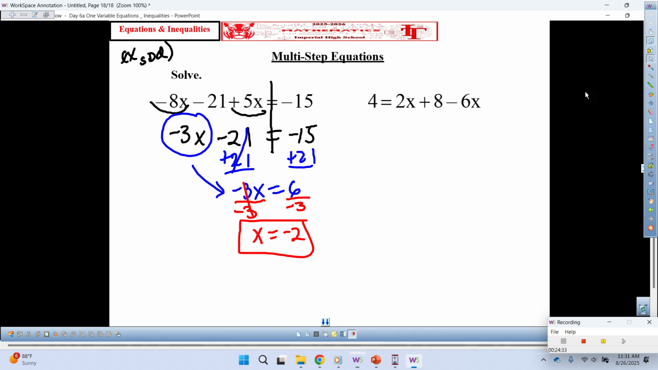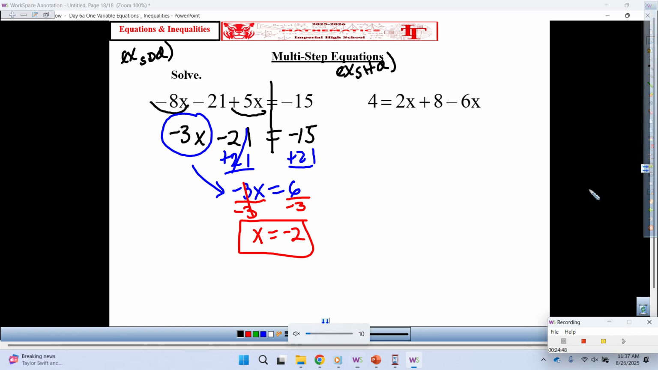So with that said, do this one by yourself. And this one is example Shazam Q. 4 equals 2x plus 8 minus 6x. See how you do with that? Copy and go. All right, show your neighbor what you did, please, and then I'm going to have Julian guide us through this one to see what he did. But share with your neighbor first what you did. Make sure they have the same thing as you.